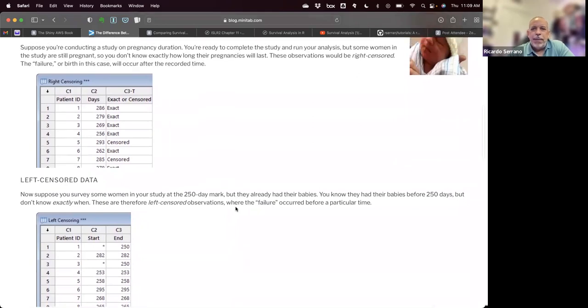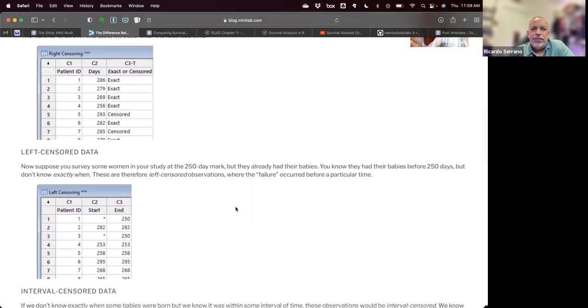This is a study about pregnancy, a woman's pregnancy. So the left censoring happens when you start your study, and the study, in this case, is for 250 days. That's the mark, 250 days. And you're going to study women that are pregnant. Eventually they're going to get out of that pregnancy, because they're going to have the baby.